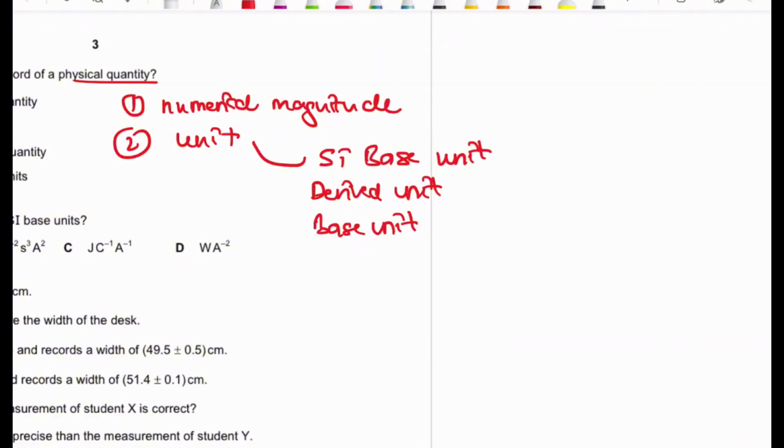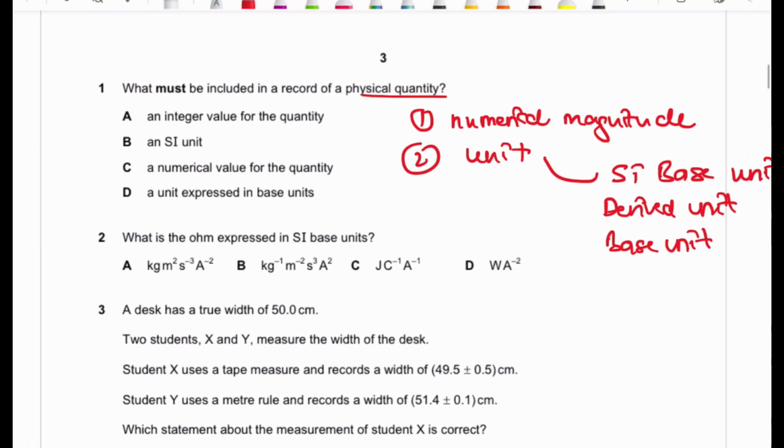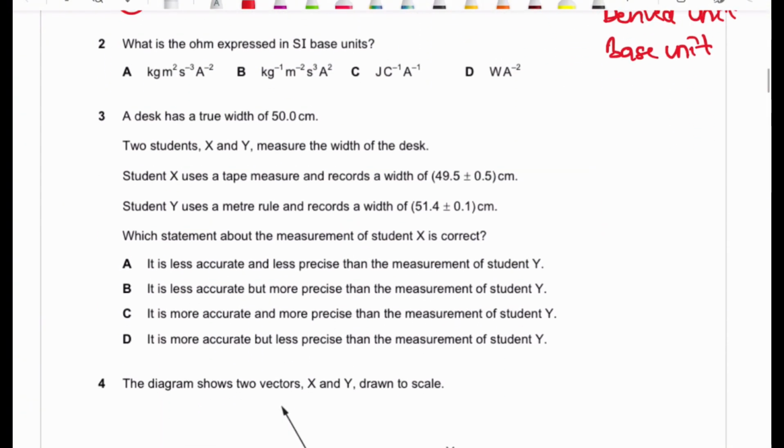But a physical quantity can have any one of those three, which makes B wrong because B assumes that it's only an SI unit that makes up a physical quantity. And it makes A wrong because A is saying it has to be an integer value. But a physical quantity can also have a non-integer value, which can also be negative. This answer limits us to only positive or negative whole numbers, because an integer is a positive or negative whole number. And the last, D, says a unit expressed in base units. Again, that unit can also be expressed in derived units. So the correct answer is C, which is a numerical value for the quantity. Very important. Move on to the next question.